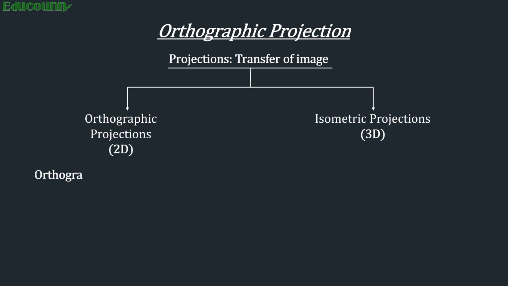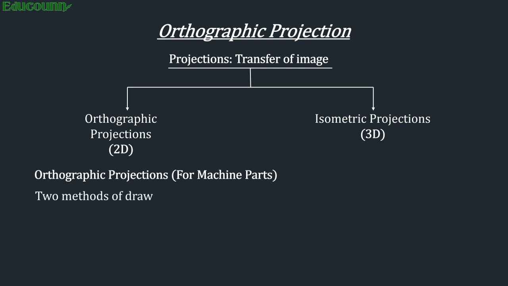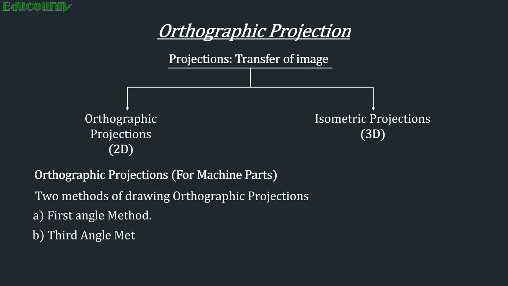Now let us understand orthographic projection in detail for simple machine parts. Whenever you are doing an orthographic projection, we have to use two methods. Method number one is first angle method of projection and the second method is third angle method of projection. Now we will discuss these methods in detail in the next slide.